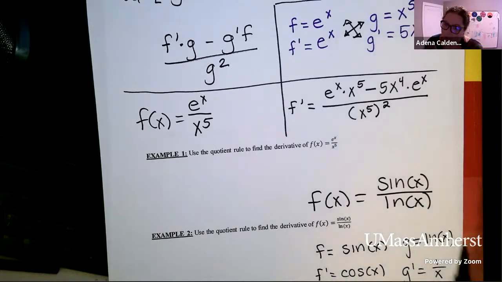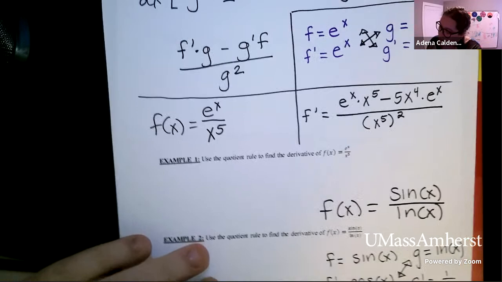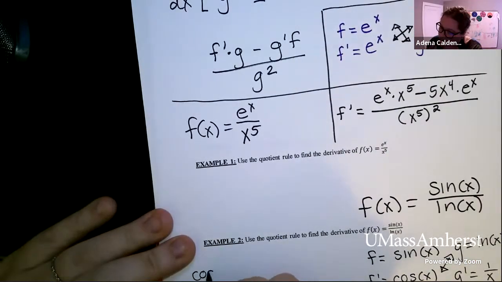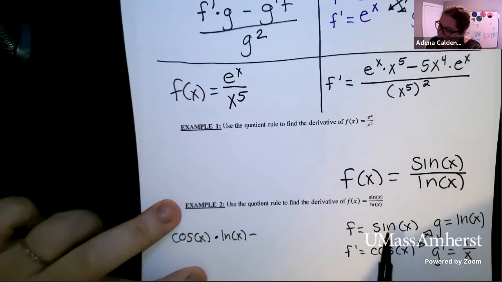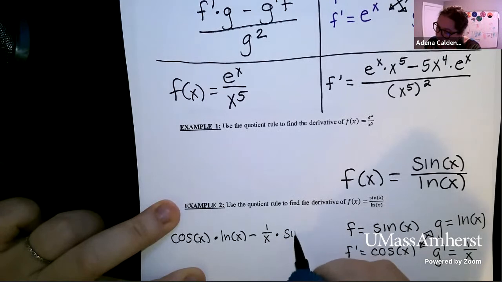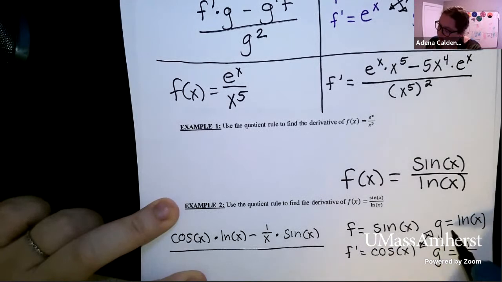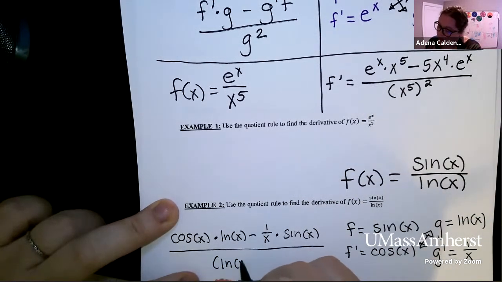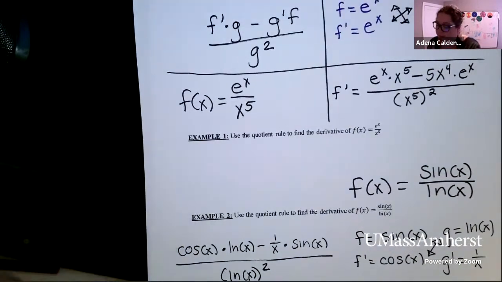So now that we have all our pieces, we have to plug it back into our quotient rule formula. So we're going to do f prime times g. So here we're going to have cosine x times ln x minus g prime times f. So 1 over x times sine x, all divided by g squared. So again, we're going to write our g in parentheses and then square whatever that was.